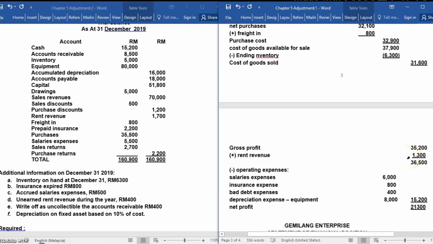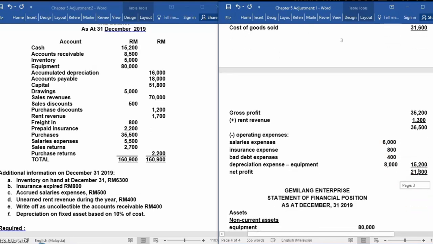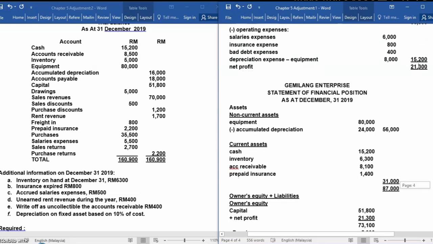And then from there, you must take the new value for rent revenue. We have calculated the rent revenue. We must consider unearned rent revenue. So 1,700 less 400, you got the new figure. And last one, you have to calculate all the expenses. We get a total of 15,200 and net profit 21,300.